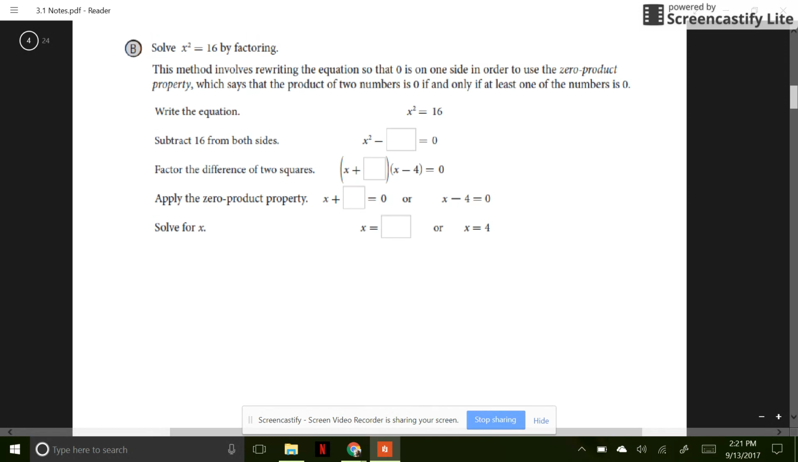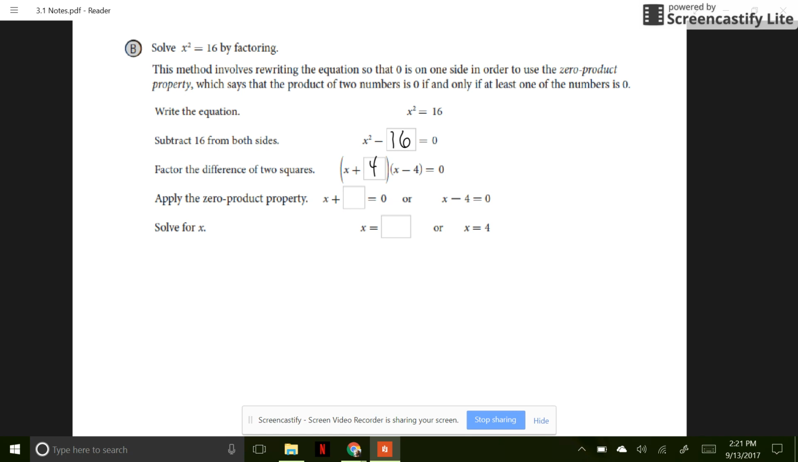We can also solve this by factoring. So this method has us rewrite the equation so that 0 is on one side, and then we'll use the difference of squares to solve it out. So we have our equation, x squared equals 16. We'll subtract 16 from both sides, set it equal to 0. And then we have the difference of squares. Since 16 is a perfect square, you can say x plus 4 times x minus 4 is equal to 0.